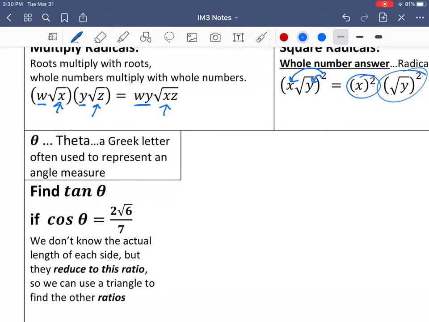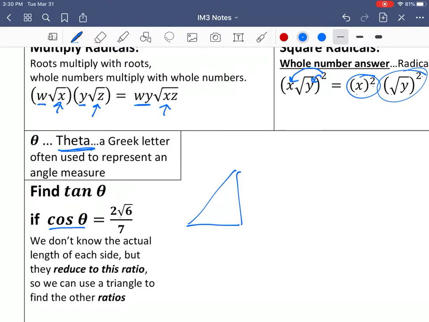So how do you do the problems from this section? Well, first off, we're using this theta thing again, spelled T-H-E-T-A. It's a Greek letter. It's used just like x or y would be used. So it gives us an unknown value, or it's a variable, just like x or y are. So I know that the cosine of theta is 2 root 6 over 7. So I'm going to draw a triangle.